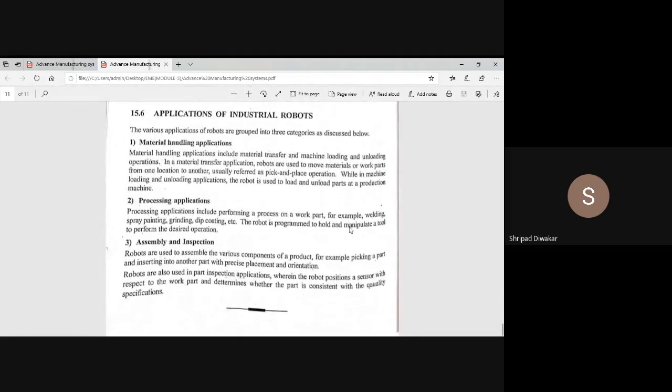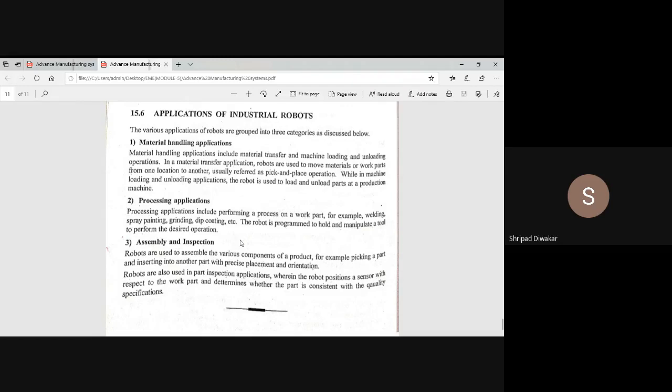Next, applications of industrial robots. They play a very important role in material handling applications. Material handling application means material transfer and machine loading and unloading operation. The robots are used to move materials or workpieces from one location to another location. This is called pick and place operation. So the first application is material handling: pick and place operation, and machine loading and unloading operation.